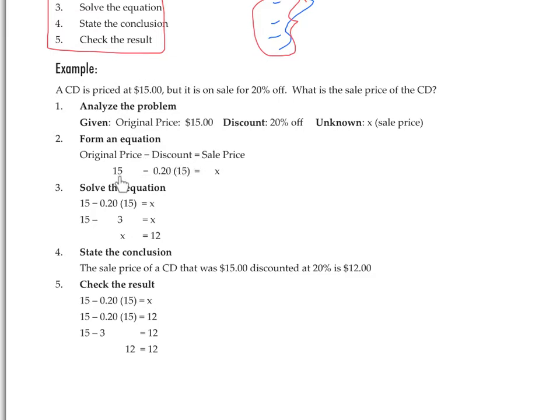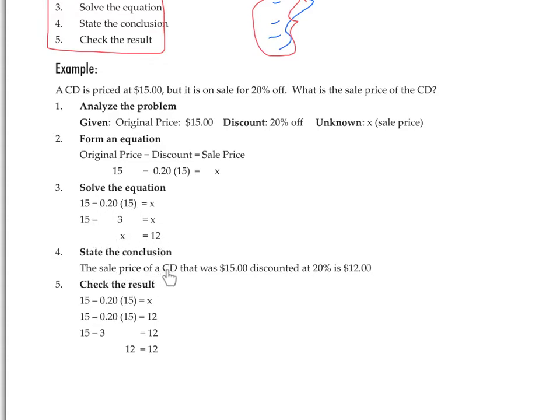The original price is $15. The discount is 20%, but it's 20% of something. Percent is always of something. So it's 20% of the original price. So you're going to have to follow order of operations here. Multiply the 20%. That gives you 3. 0.2 times 15 is 3. Subtract that from the 15.